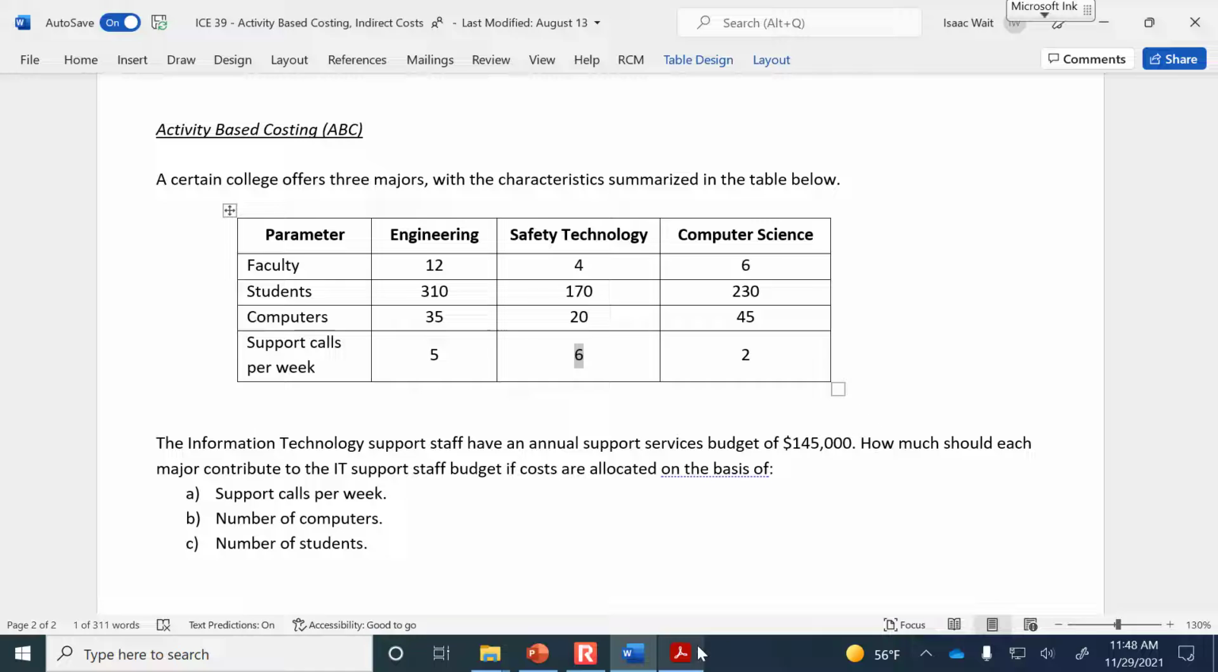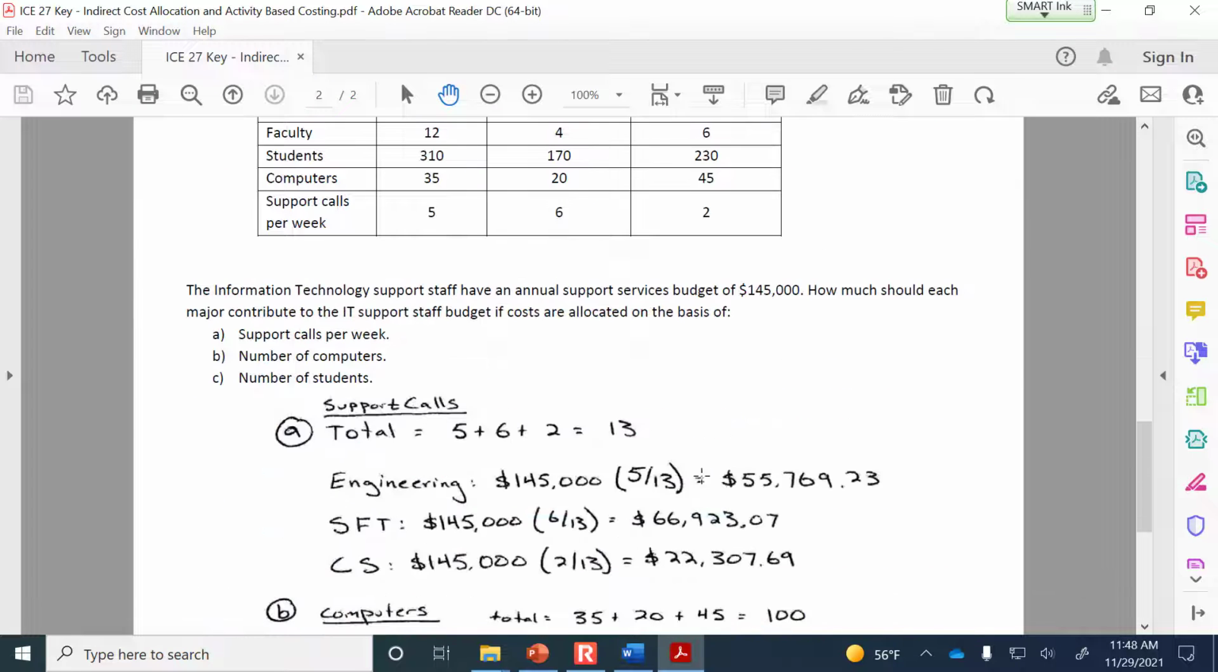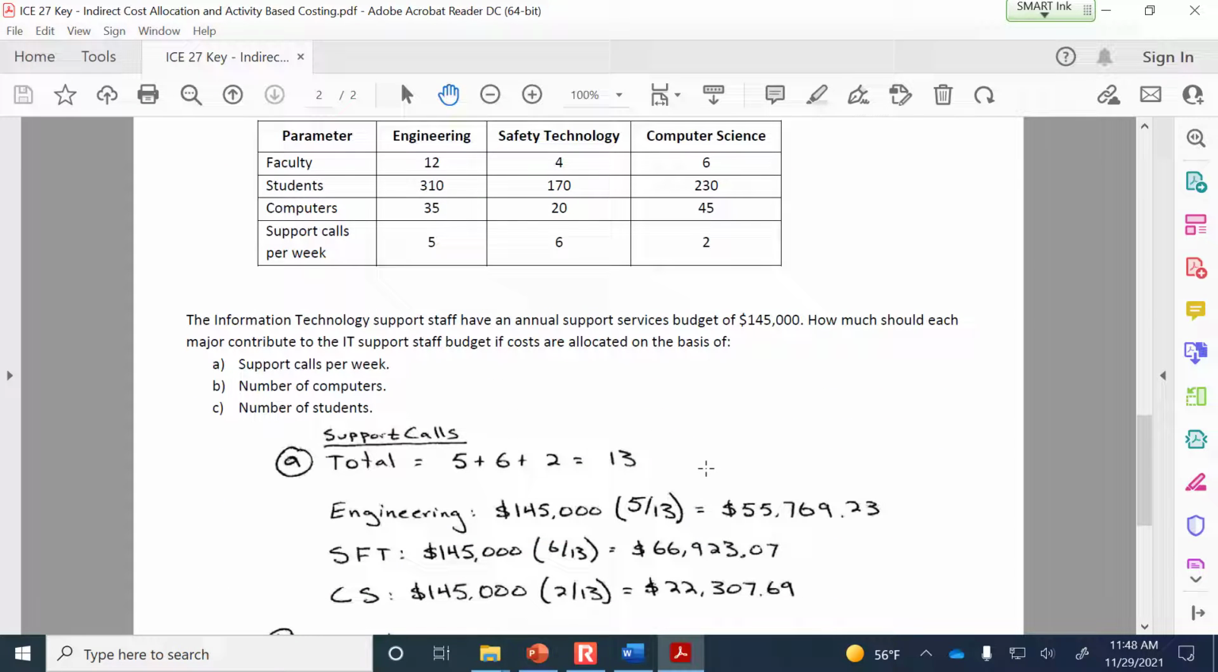And so if we were going to figure out how much each of these groups has to pay on the basis of support calls, we'd add up the total, which is 13, and then the proportional amount of support calls that each department has is multiplied by the amount that has to be collected, 145,000. So if we're going to do it on the basis of support calls, then that would mean the safety department has to pay more than the computer science department.